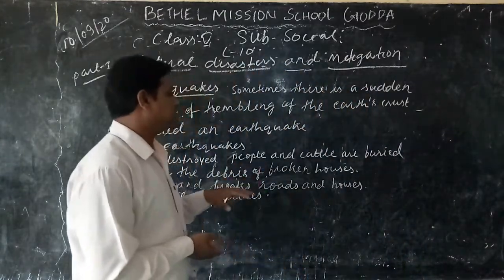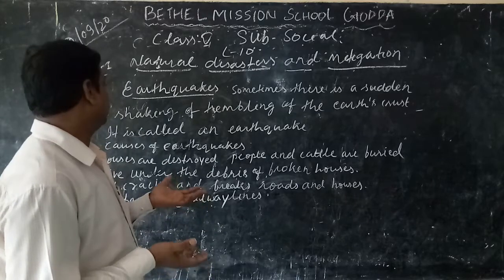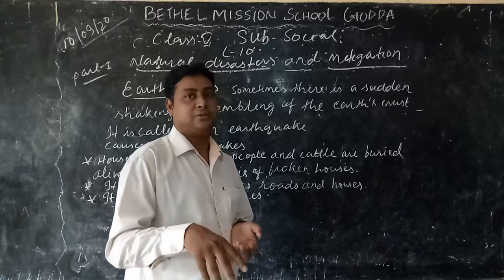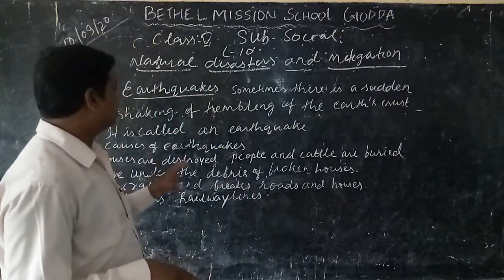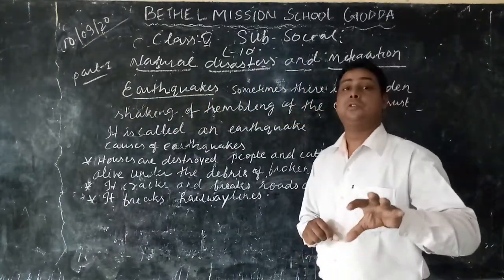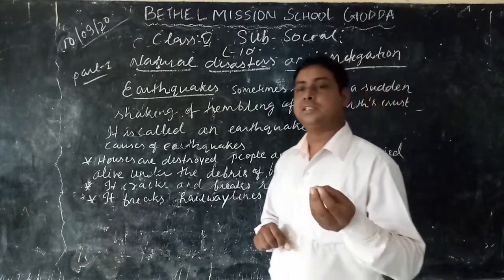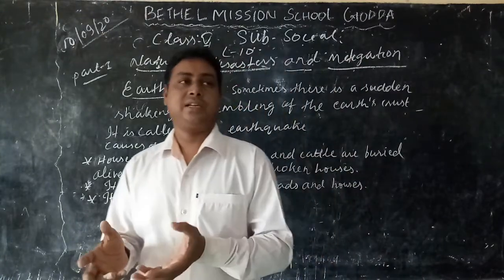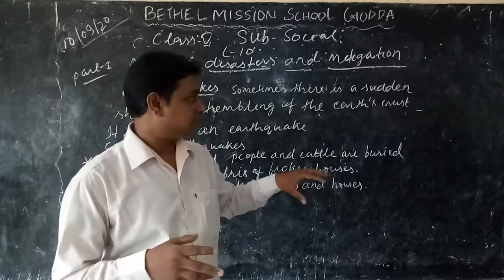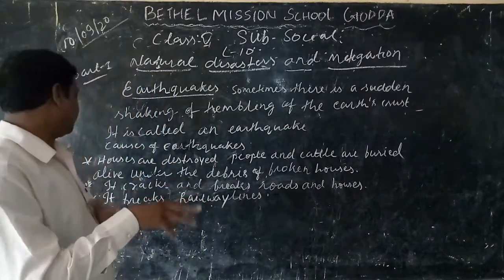In this case, we find that a large number of people die. Houses are destroyed, and people and cattle are buried under the ground. This causes great damage to the earth's surface. It breaks roads, railway lines and tracks, and houses too. Due to these conditions, people begin to die, or are not able to survive there.